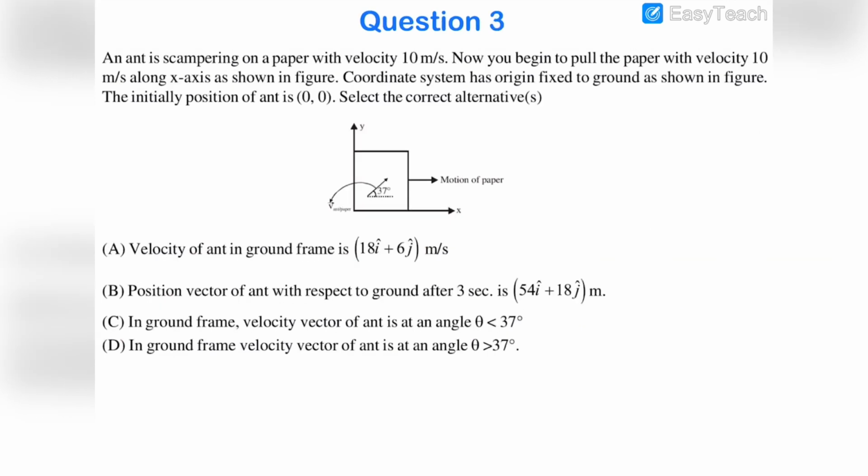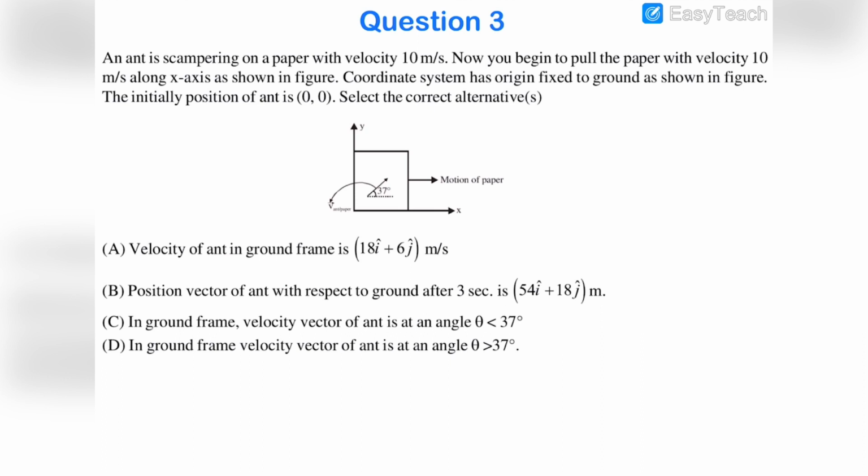In this question you can see that there is an ant which is scampering. Now scampering means moving with short steps very fast. So this is scampering, and it is moving on a paper with a velocity of 10 meters per second. Now suddenly this paper starts to move along the x-axis with a velocity of 10 meters per second, and the coordinate system has an origin which is fixed at this point. So initially the ant was at the origin. Now we have to choose the correct alternatives.